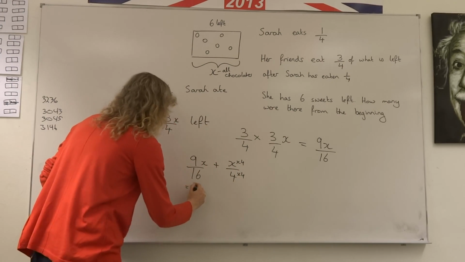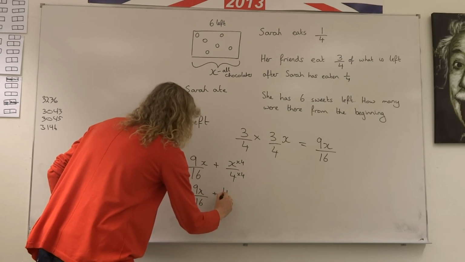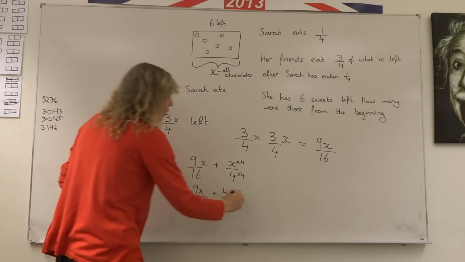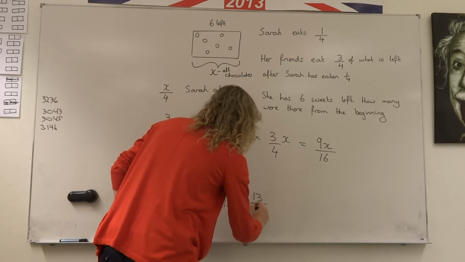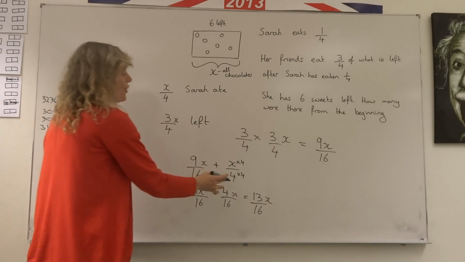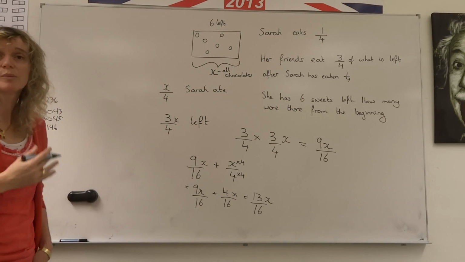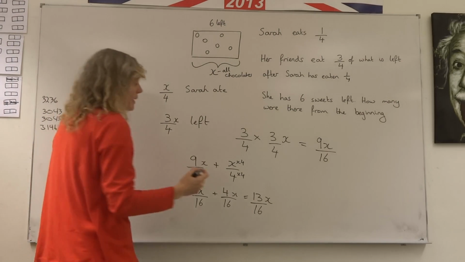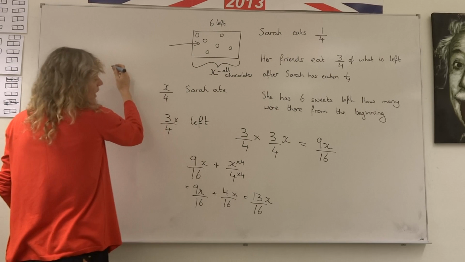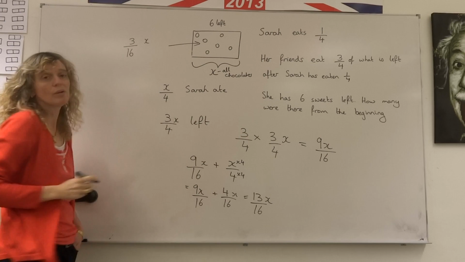This would be the same as 9/16 plus 4/16 of X. 9 plus 4 is 13/16 of X, and that means that 13/16 of the number of chocolates is what's been eaten up by all the children. That means that the number that is left in the box, these 6 that are left, must be 3/16 of all of the chocolates.